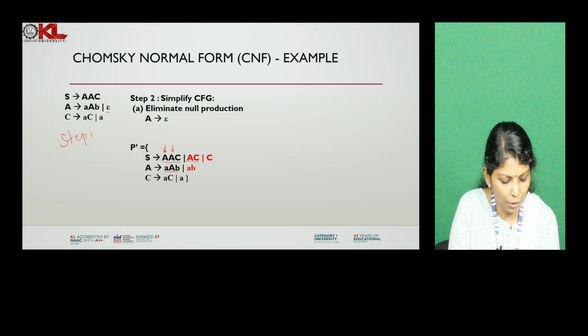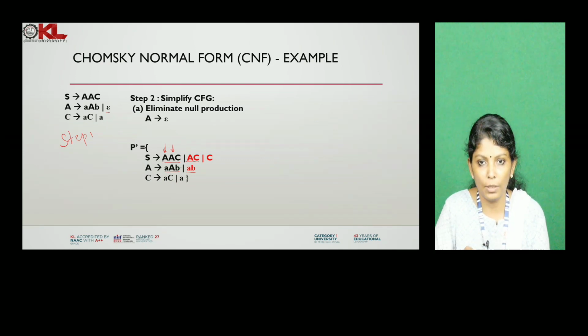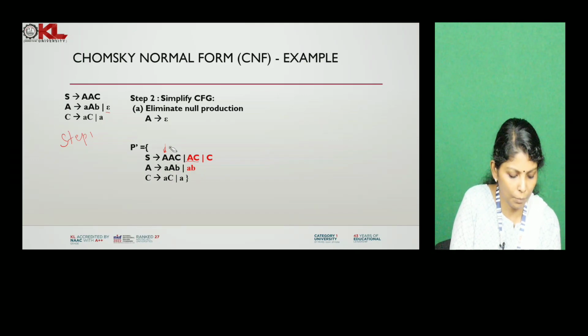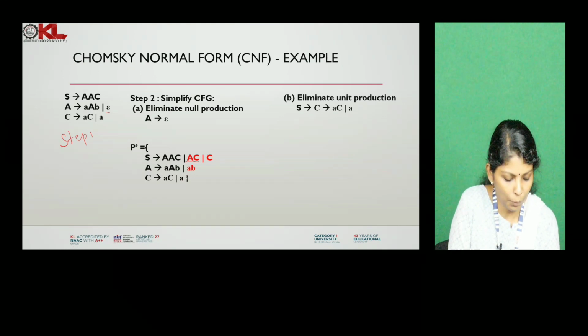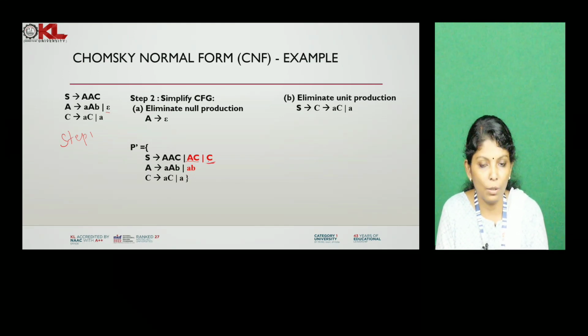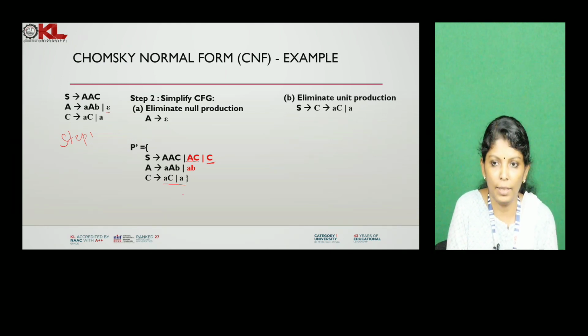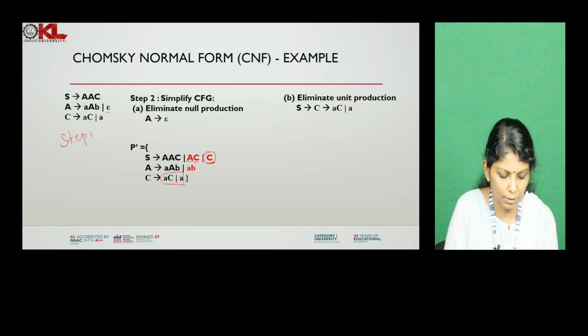Then in the second production, again we have a capital A over there, so we substitute epsilon for A, and we will get AB. There is no more A on the right hand side. So this is the new production after the elimination of null productions. Now we have to eliminate the unit productions. Here the only unit production is this one, S gives C, and what is C? C is AC or A. So we substitute this part for this C.